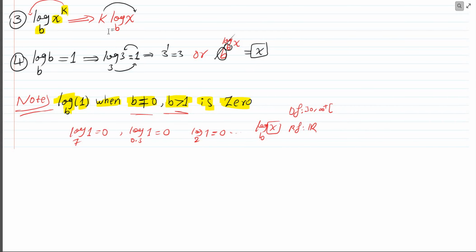Right now we are going to solve some examples to understand more about the properties.